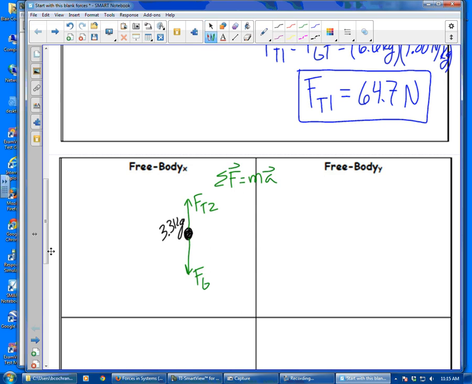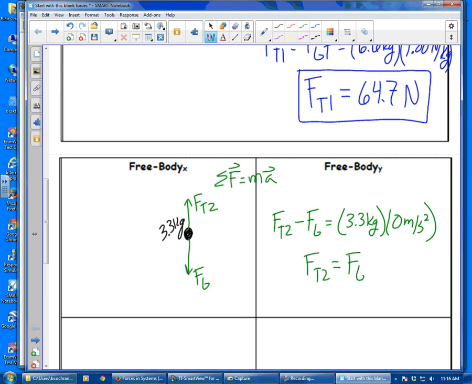Now I'm going to write that in math rather than as a picture. FT2, because I'm going to take up as positive, I know you guys like that, minus FG equals my mass, 3.3 kilograms, times my acceleration, 0 meters per second squared. So FT2 equals FG, which equals my mass, 3.3 kilograms, times the gravitational field strength, 9.80 newtons per kilogram.